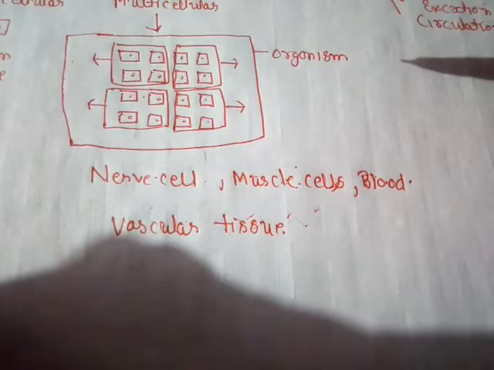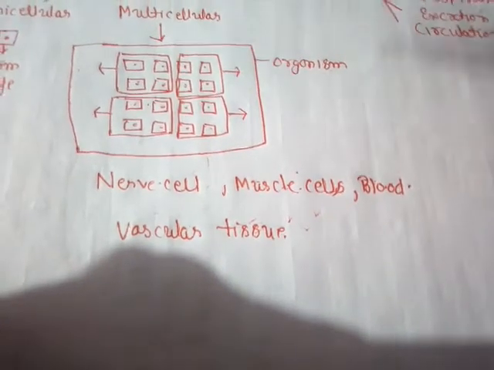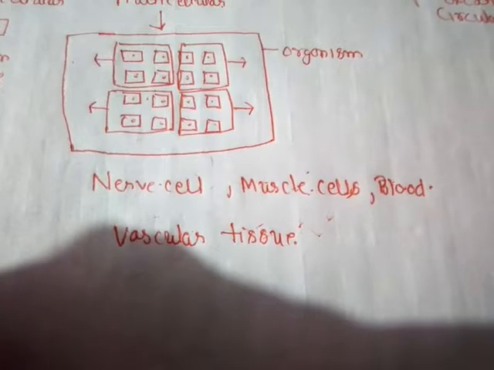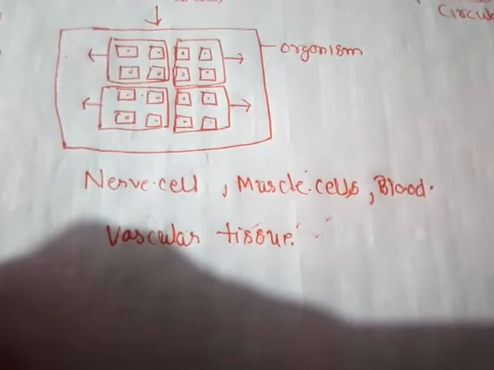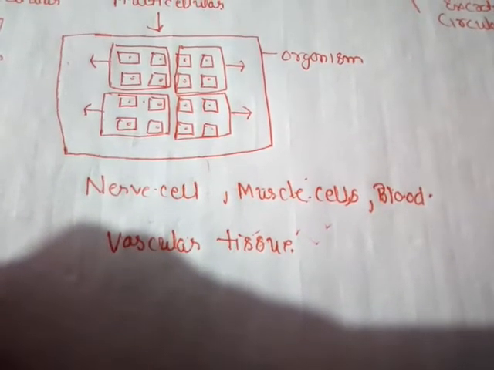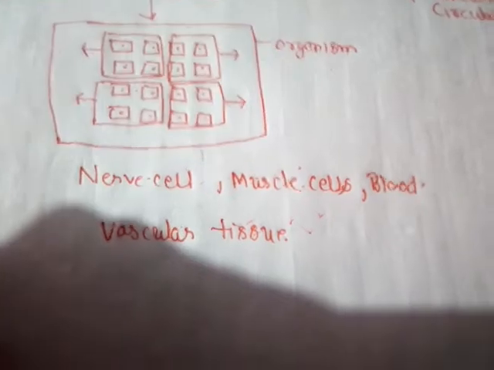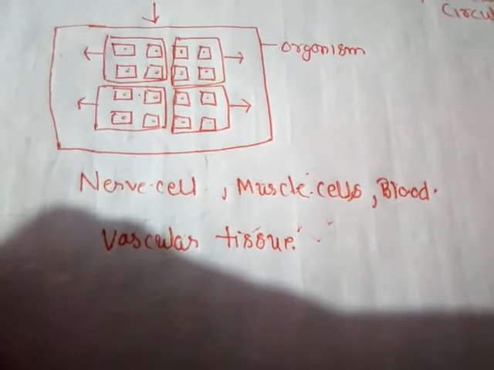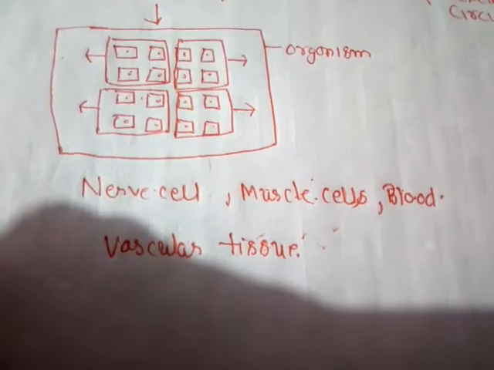In the body of a multicellular organism, the group of cells that is performing a particular function is localized in a specific region of the body. That means we can say in a multicellular organism the particular function is carried out by a cluster of cells at a definite place in the body, and this cluster of cells is called the tissue.